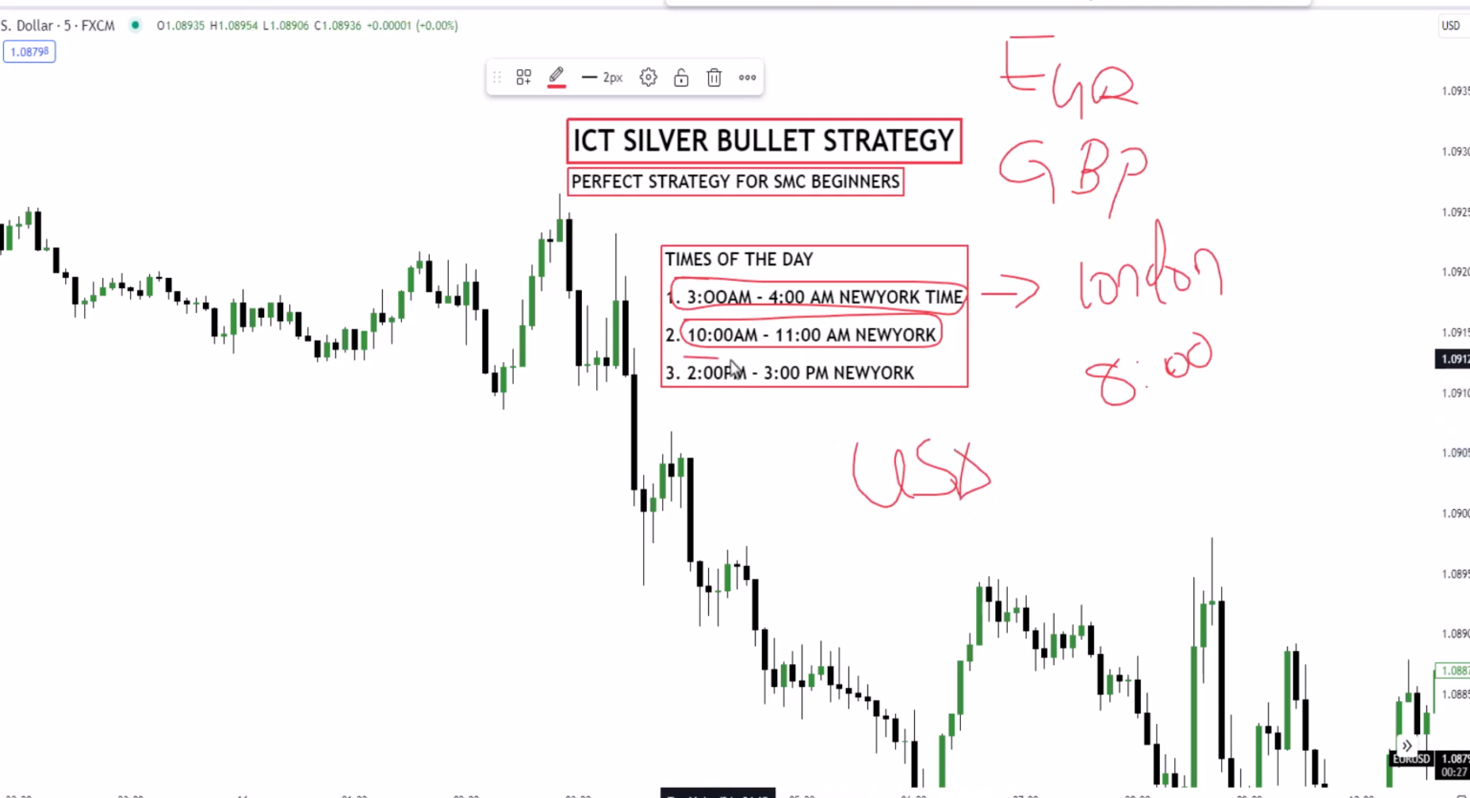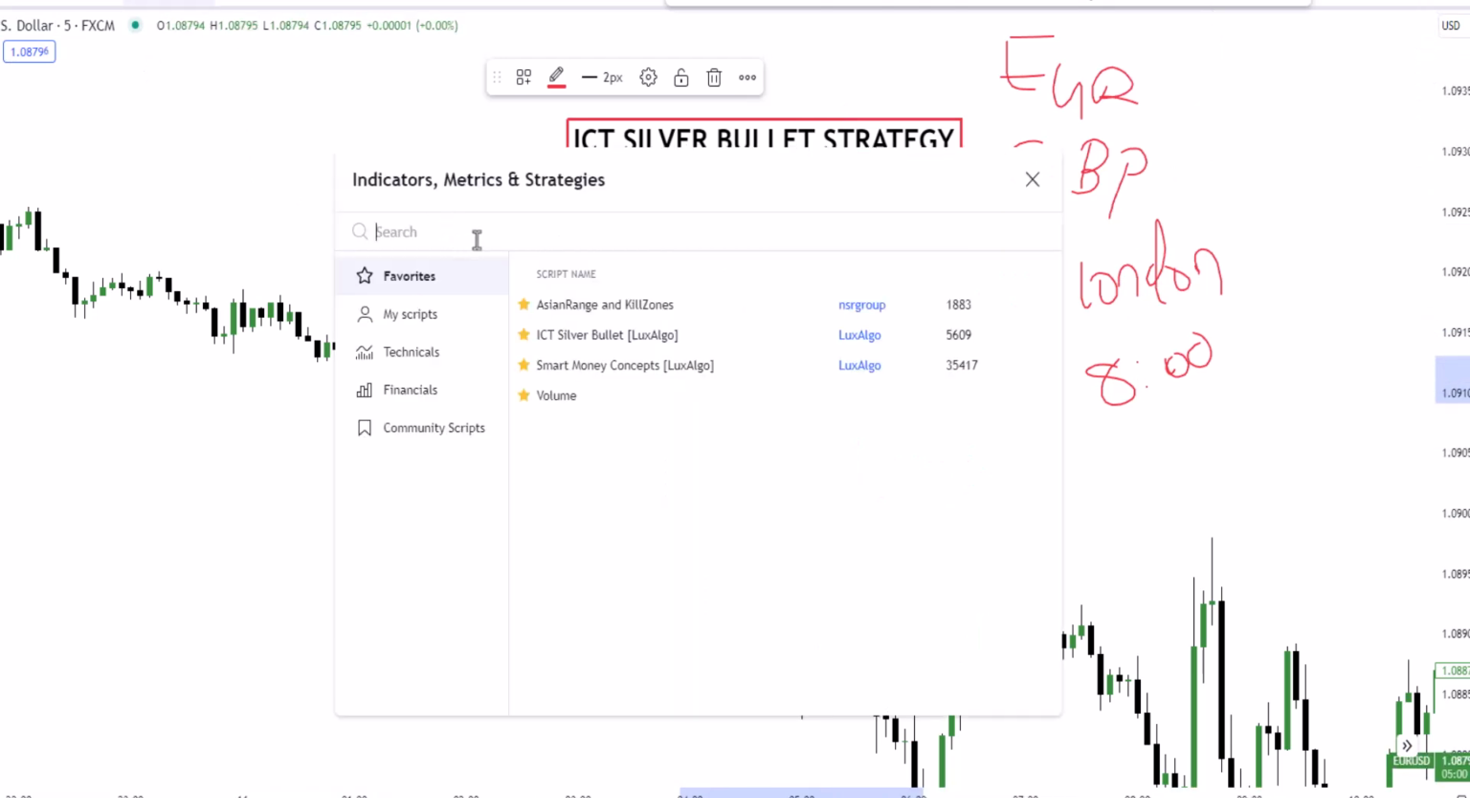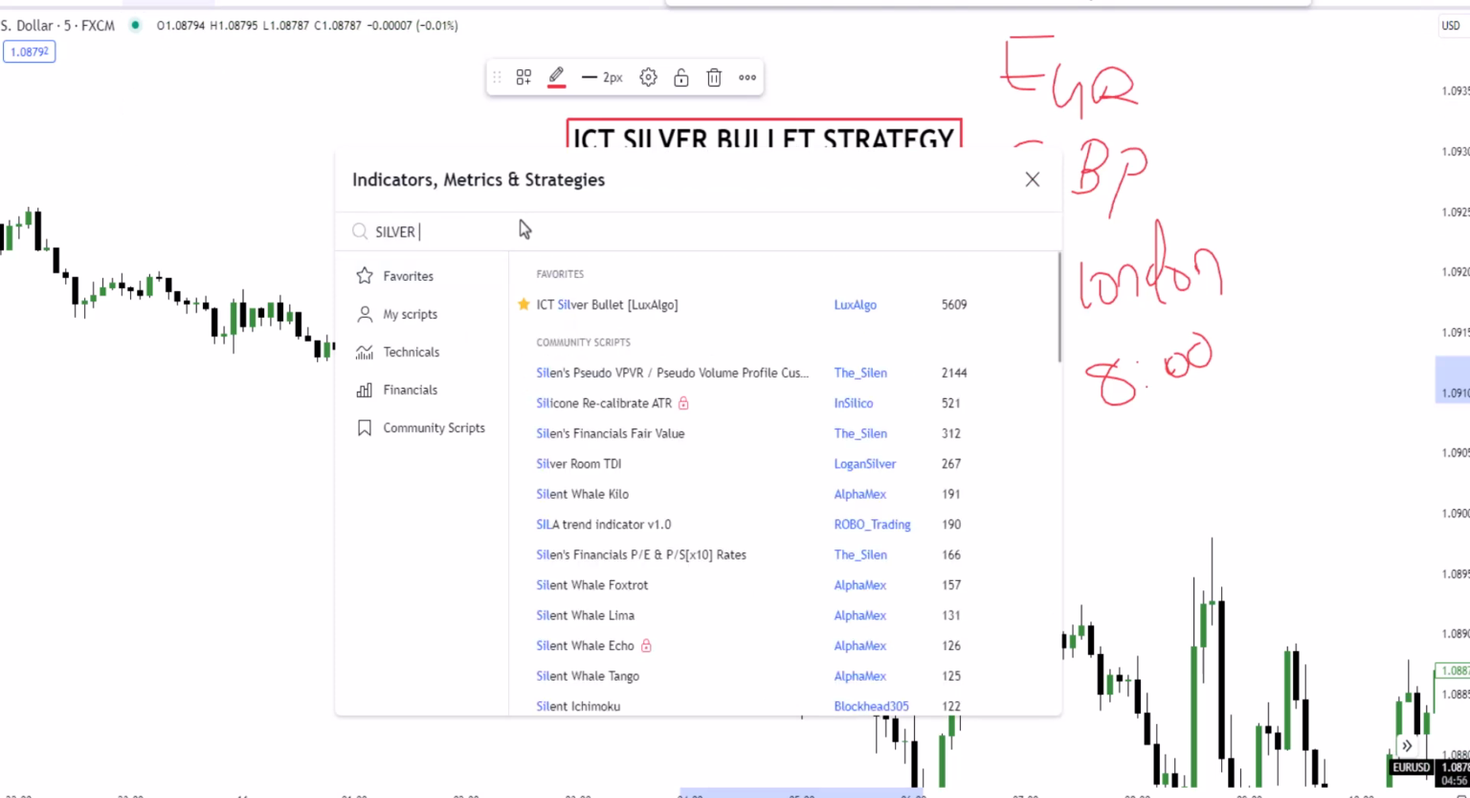And then the last one is 2 p.m. to 3 p.m. New York time. All right. So that is basically what you need to know first of all. Secondly, if you are on tradingview.com, let me show you the easiest way to go about this. You can find an indicator called the Silver Bullet by Lux Algo. Simply search for Silver Bullet by Lux Algo.